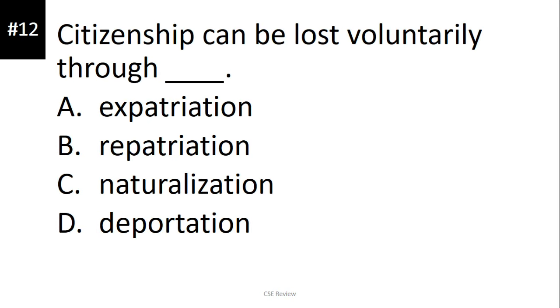12, citizenship can be lost voluntarily through, the answer is, expatriation. Ex, kasi exit. So, lumabas ka from your patriation. Repatriation is if lumabas ka, bumalik ka ulit. Naturalization is hindi ka dating Pilipino pero na-naturalize ka, ginawa kang Pilipino. And deportation is yung pag pinapaalis sa isang bansa.